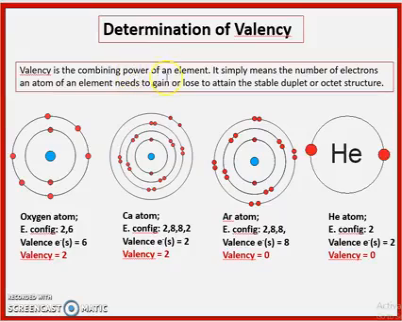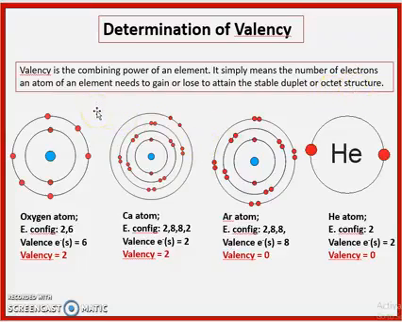Valency is the combining power of an element, that is, the ability an element has to enter into combination. Okay? So what does this mean? This simply means the number of electrons an atom of an element needs to gain or to lose in order to attain the stable duplex or octet structure.